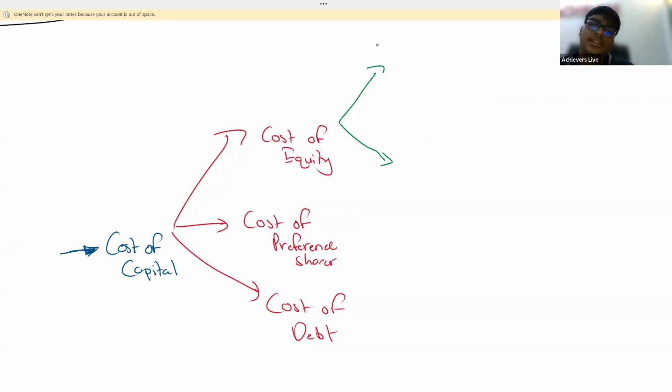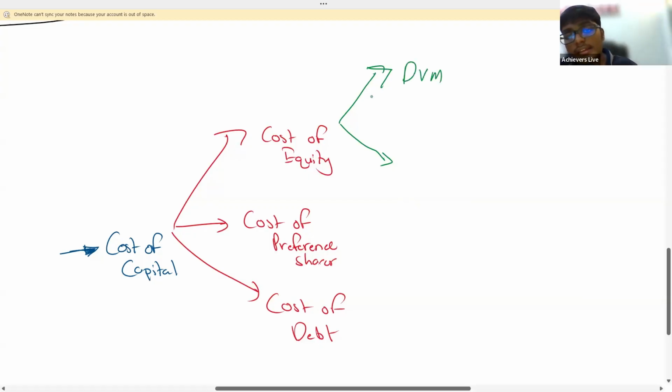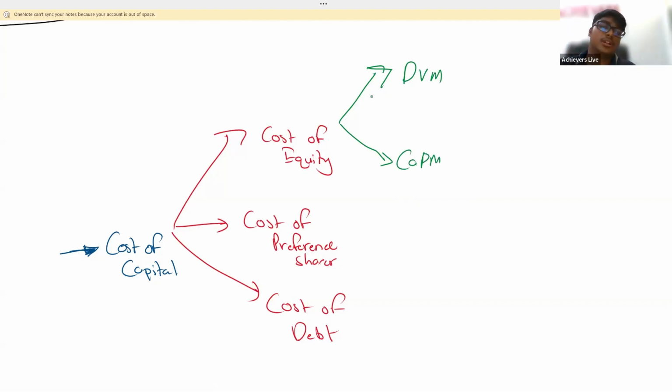Guys, quickly tell me, what are the two methods? Dividend valuation model and the CAPM model, capital asset pricing model. So dividend valuation model, what is the formula? Ke equals D0 into (1 plus g) divided by P0. This is the dividend valuation model.